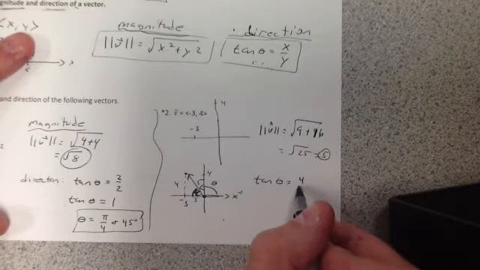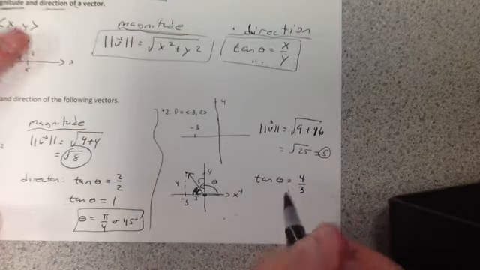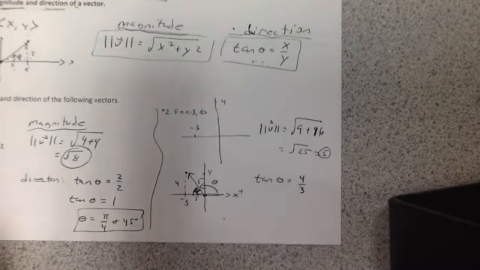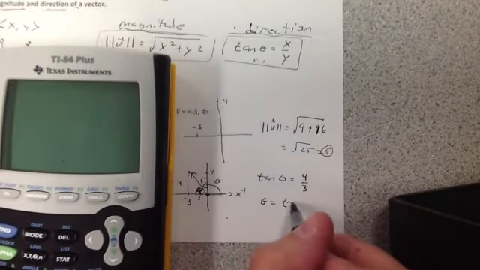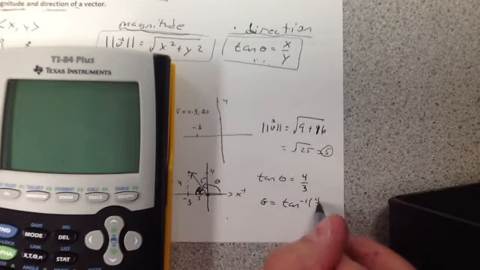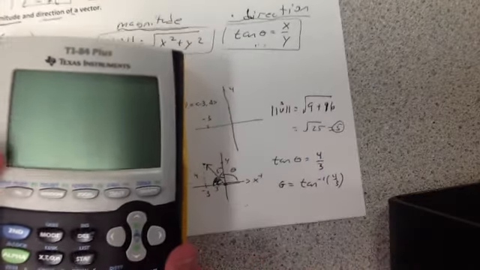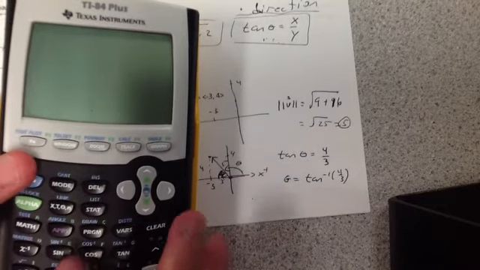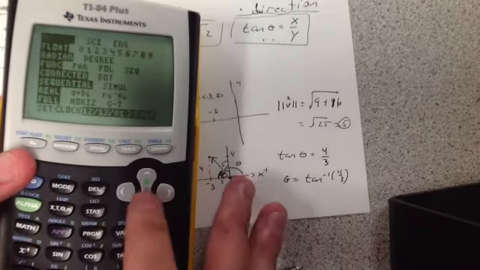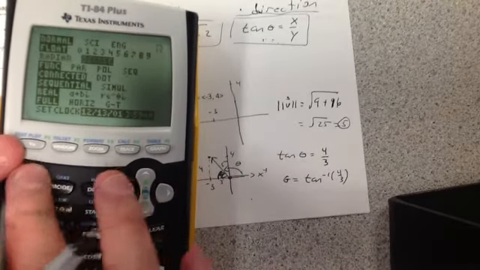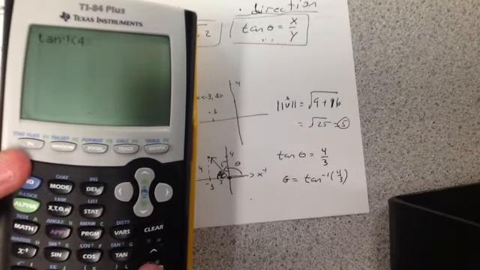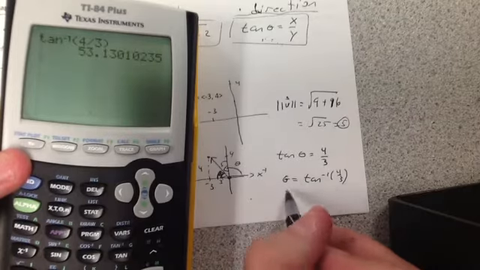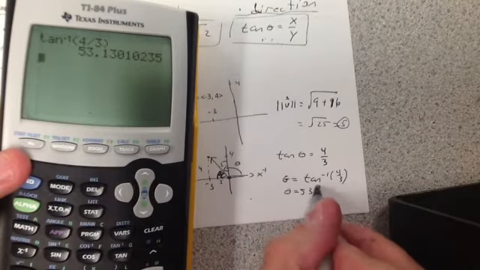It's 4 over 3. Now, I don't know what that is, okay? So I'm going to use my calculator. To get theta, it's the inverse tangent of 4/3. Use my calculator. Second, make sure you're in the right mode. Let's use degree mode. Second tangent, 4 over 3. Enter. Theta is 53 degrees.